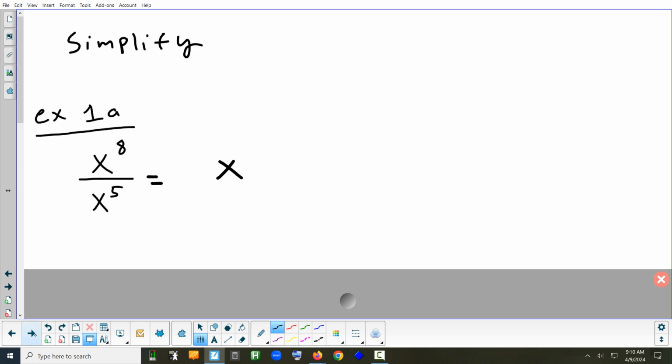Okay. So we know it's in the top. What's the larger exponent? 8. What's the smaller? 5. And what does 8 minus 5 give me? 3. So my final answer would be? X cubed. Perfect. Okay, so a lot quicker than having to write out x times x 8 times, and then x times x 5 times, and then crossing them out. We just do this subtraction, and it's a lot quicker.